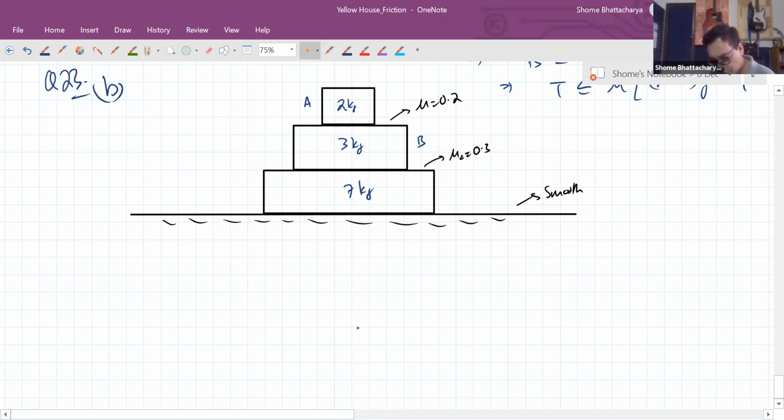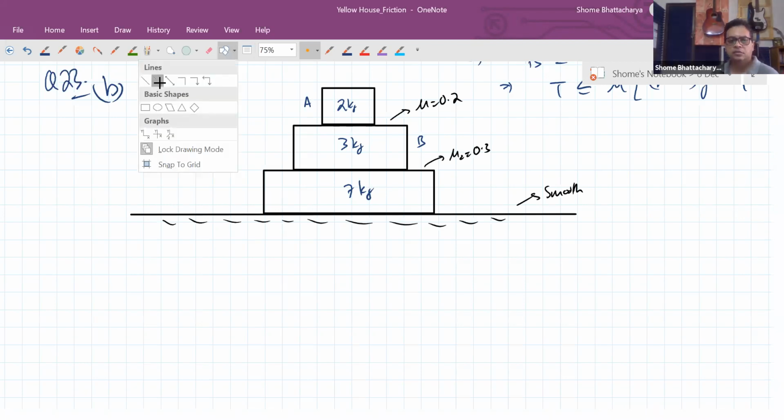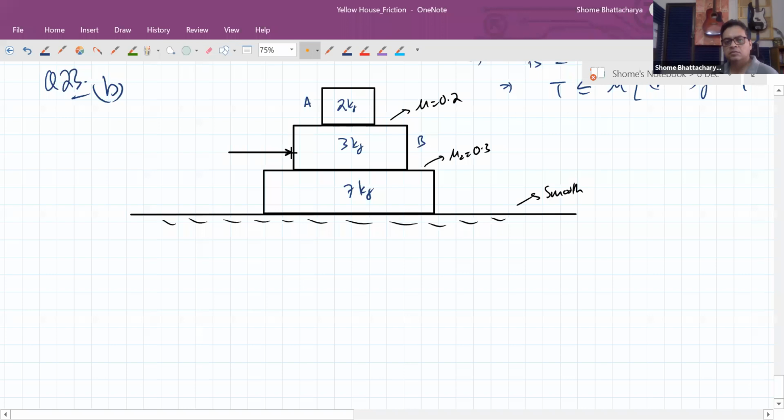Now in this part you are applying a force of 10 newtons on the 3 kg block. So we are applying a force like this of magnitude 10 newtons on the 3 kg block. So we have to find the accelerations of the individual blocks. The method of solving is always the same: you start with the assumption that there is common acceleration. But before that, you also find out the maximum frictions which are available.